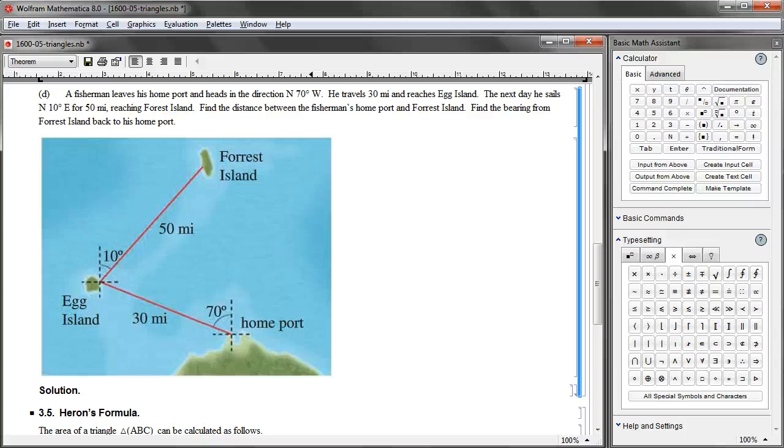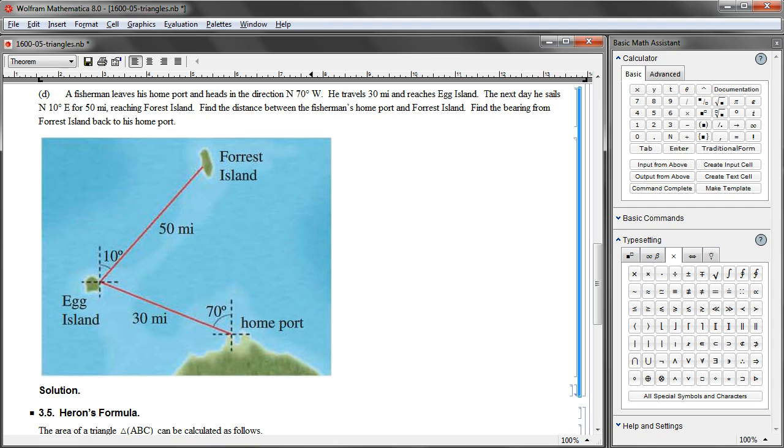And we have to answer two things. One is going to be a bit easier, and the second is going to be harder. The first question: find the distance between the fisherman's home port and Forest Island. In other words, you have to solve a triangle, basically. The distance between Forest Island and the home port is the unknown side of the triangle. The other two sides, 30 miles and 50 miles, are known. And if we know the internal angle at Egg Island, then you can use the law of cosines to determine the distance between Forest Island and home port. How do you figure out the angle? The internal angle at Egg Island.